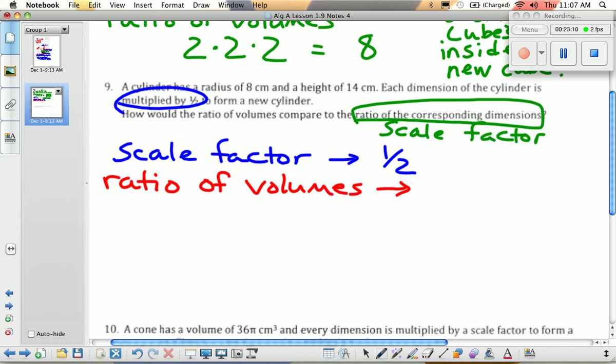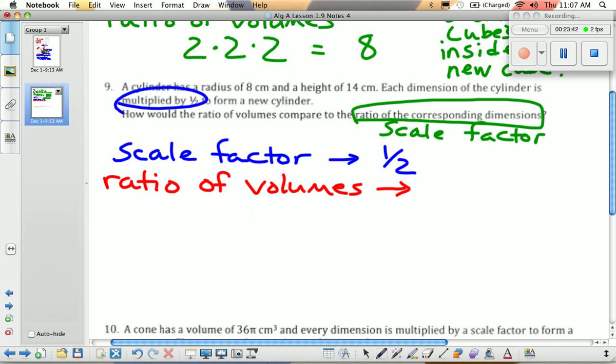Pi r squared h. So, yeah. Do we have enough information to do it? We do, but actually I'm thinking that's just way too much work because I got a lot easier way to do it. How about you? What can we do here? I don't want to make a new cylinder because I don't want to find the volume of either of them. It's too much work. I want to take a shortcut. Rose?